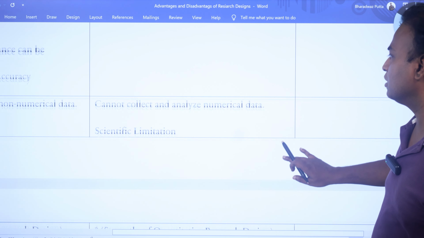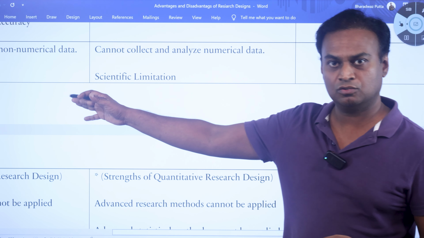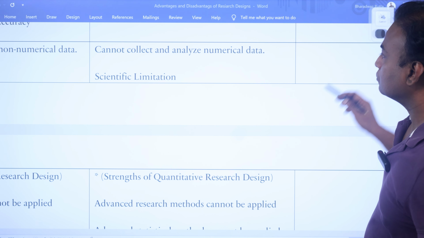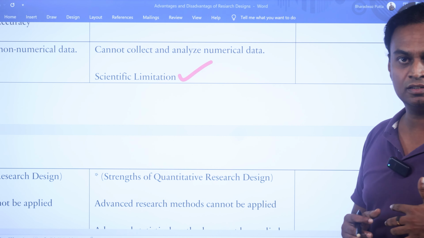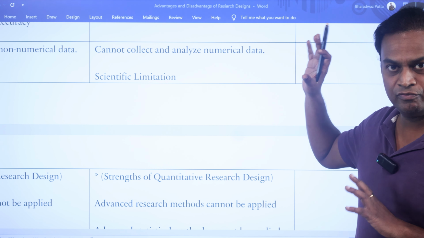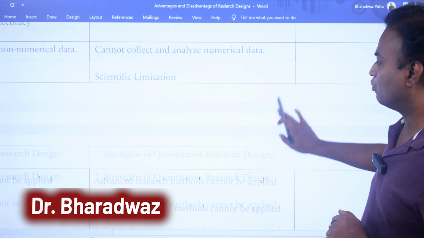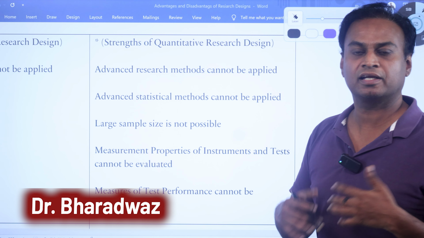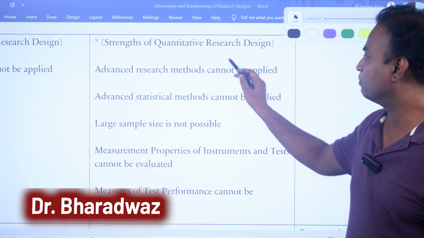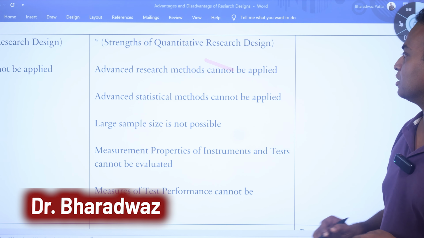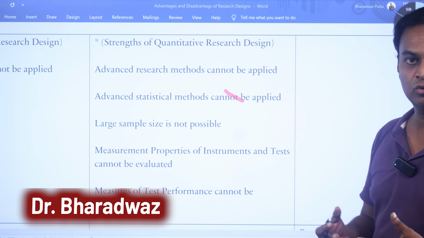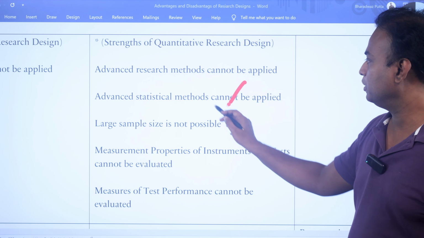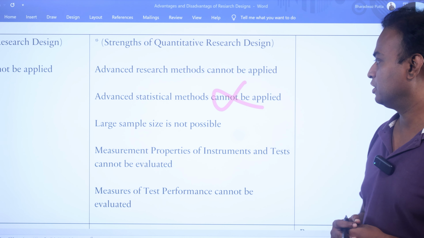So what are all the disadvantages we have? Whatever the advantages in quantitative research, those are the disadvantages here, because we cannot do that. So, scientific limitation, right? Advanced methods cannot be employed here. We have philosophical strength and scientific limitation. Advanced methods of research methodology cannot be used, like randomization, stratification, blocking. Advanced statistical methods cannot be used, like mean, median, mode, dispersion, probability concept, inferential methods. Those cannot be applied in this qualitative research design.